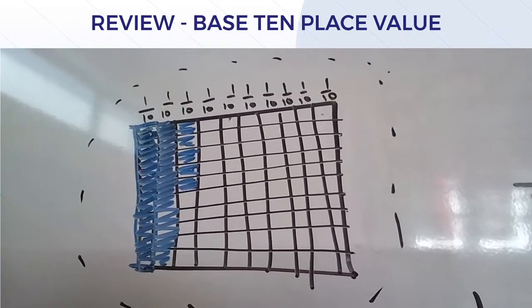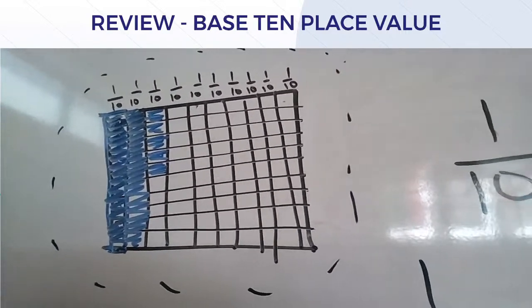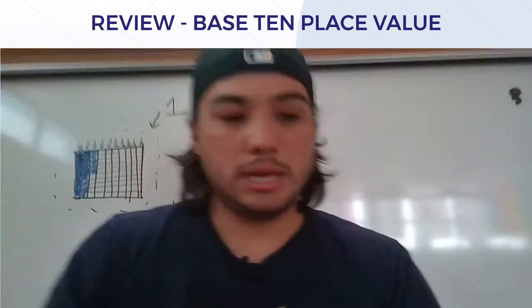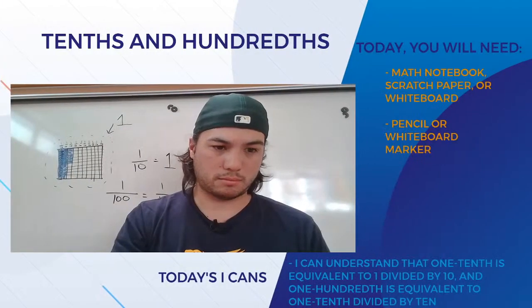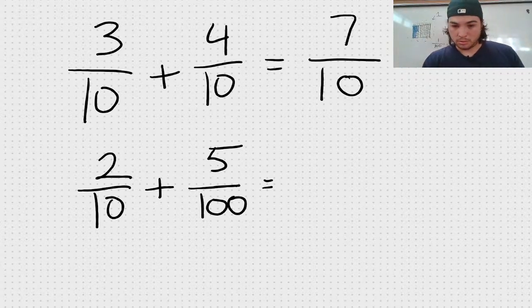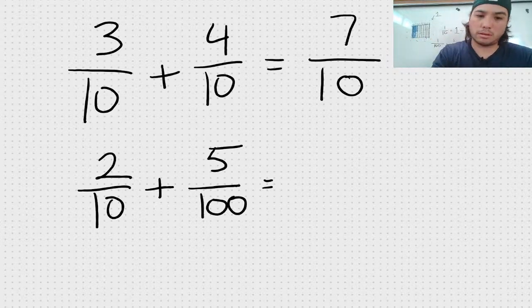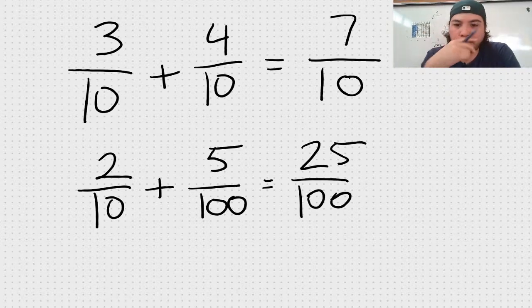Okay, so we've really zoomed in on just one whole thing. So our answer is 25 hundredths. But wait a minute. Our denominators aren't the same. So how could we add them?